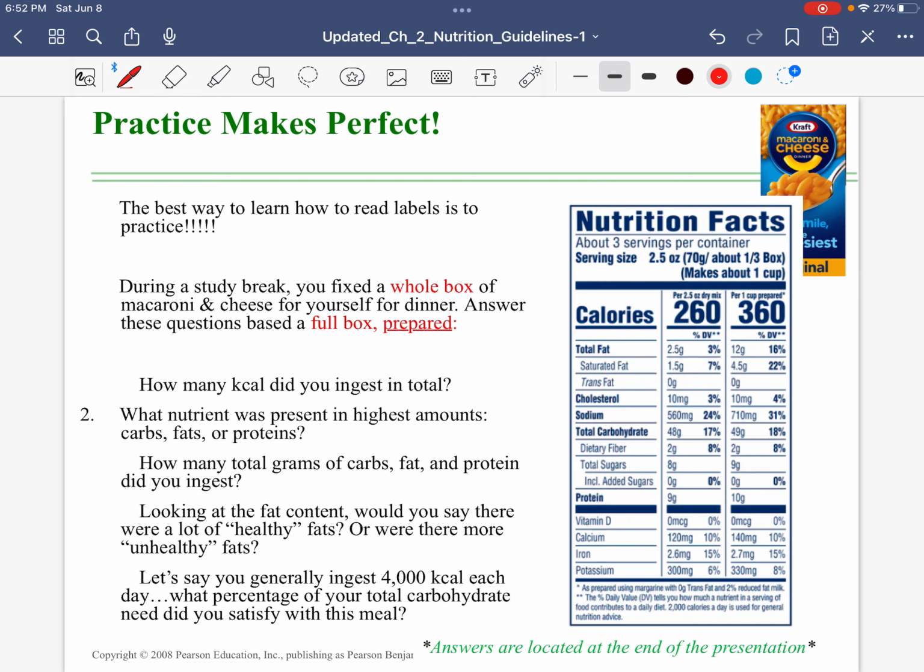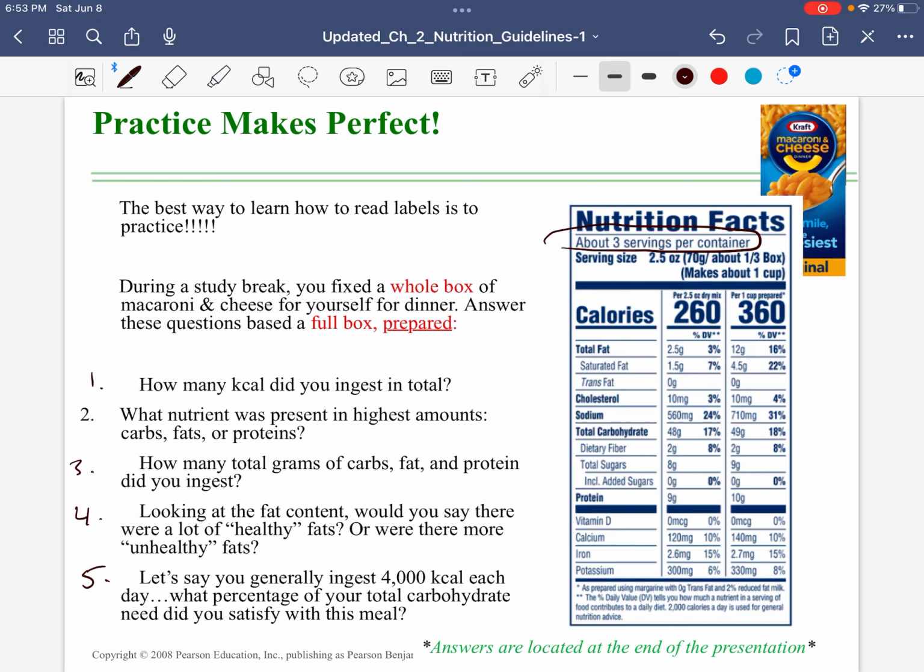So let's practice. Answer these questions. And I don't know why my numbers didn't come over on this program. I have a couple questions, 1, 2, 3, 4, 5. These questions are based off of if you have a whole box, look at how many servings are per container. 3, right? And these are based off of a full box prepared.